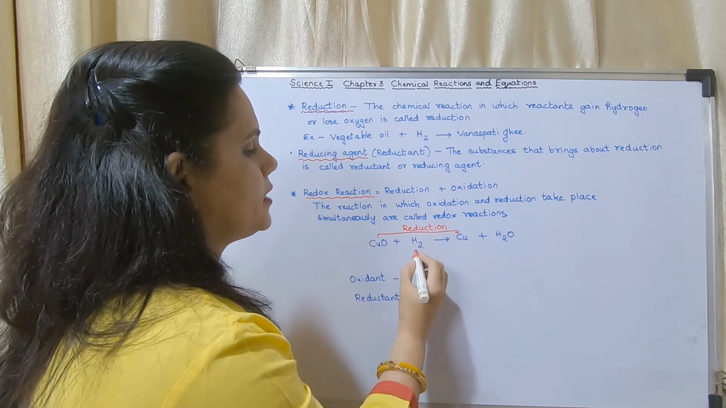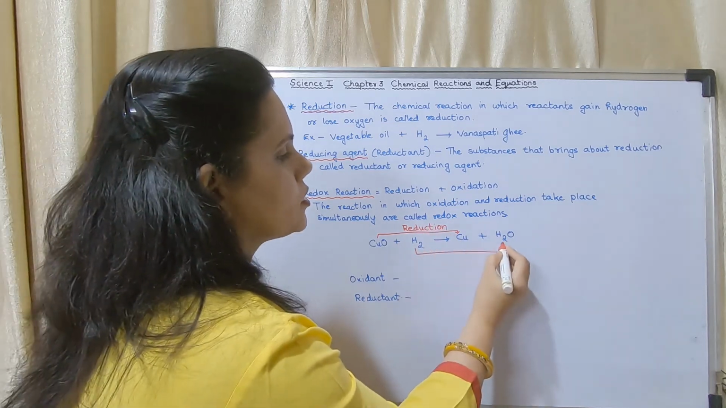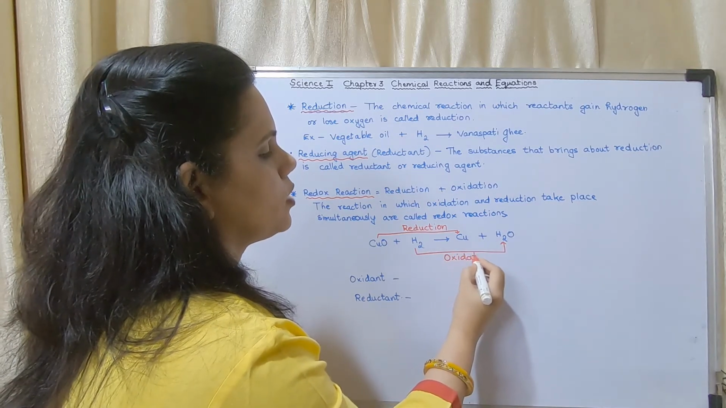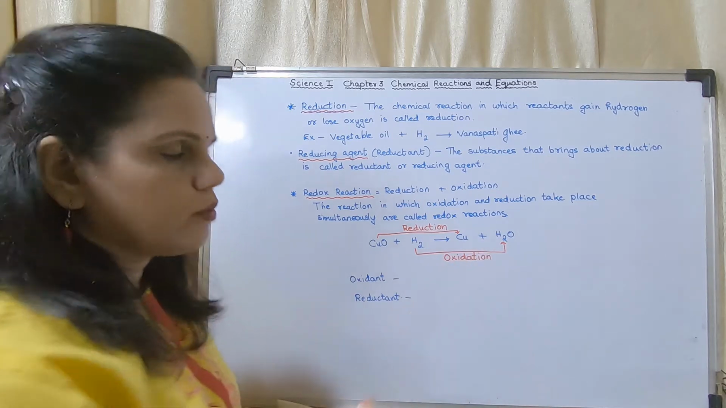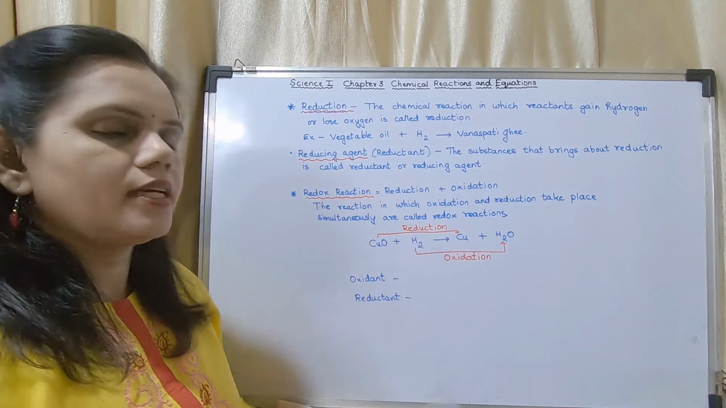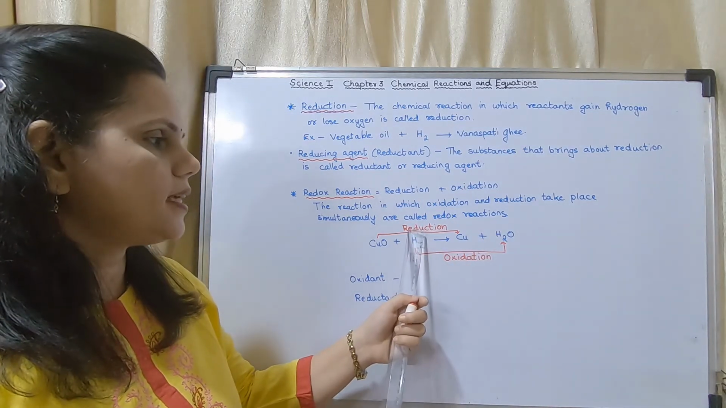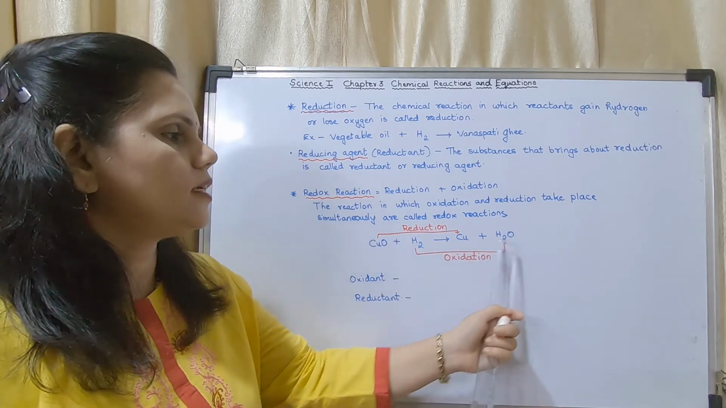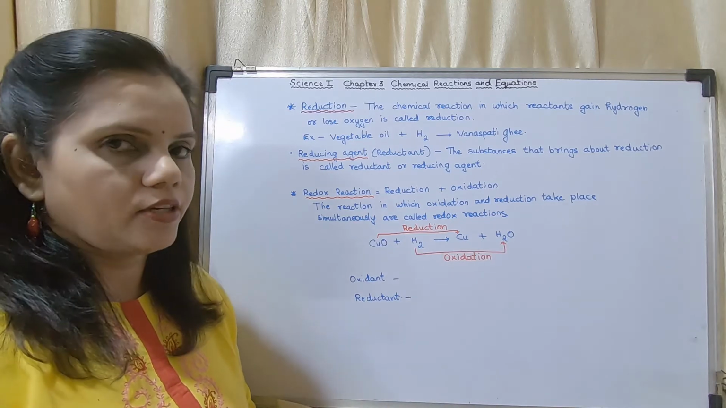Okay, and this is gaining oxygen, so it is oxidation. So like this you have to show which one is oxidation and which one is reduction. Why is this reduction? Because it has lost oxygen. Why is this oxidation? Because this has gained oxygen.